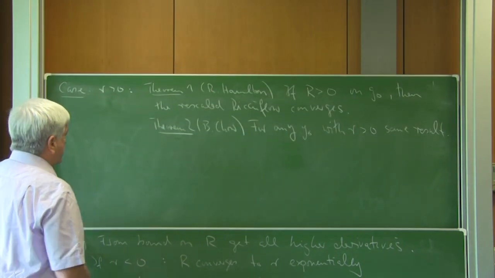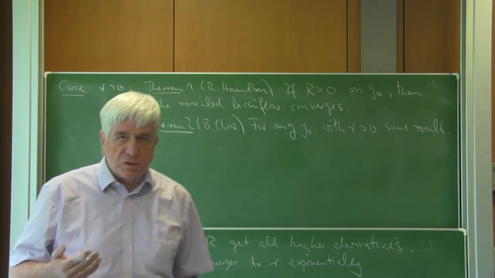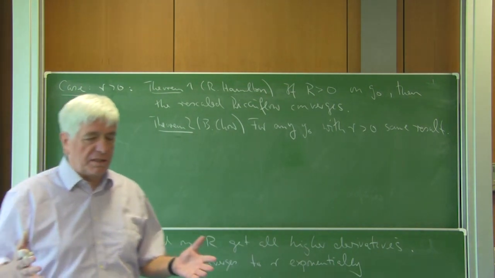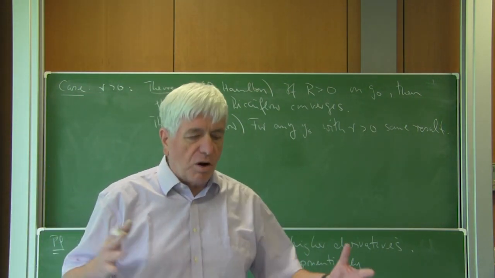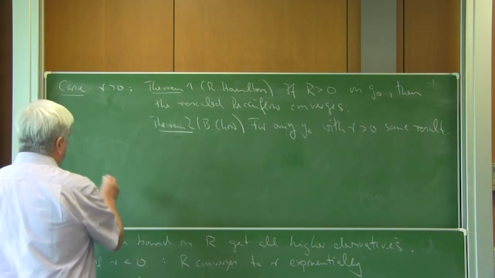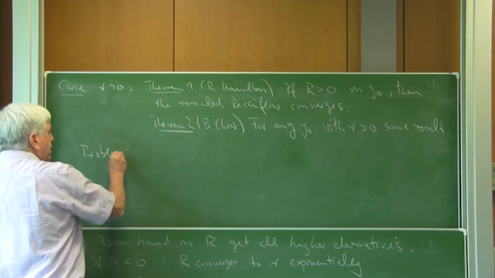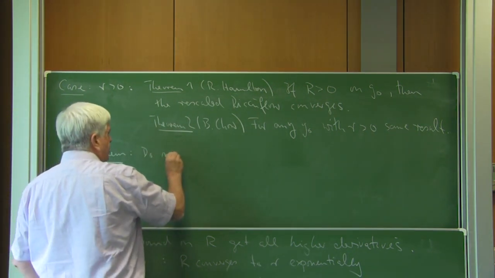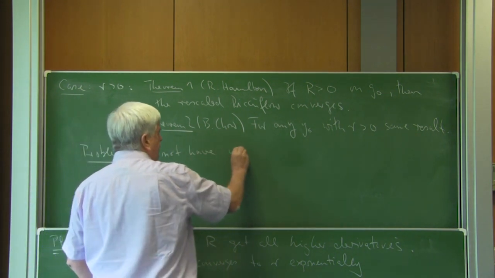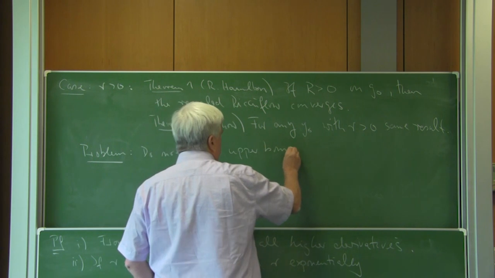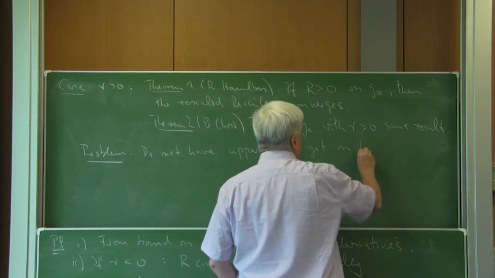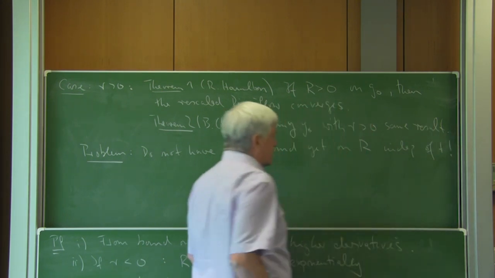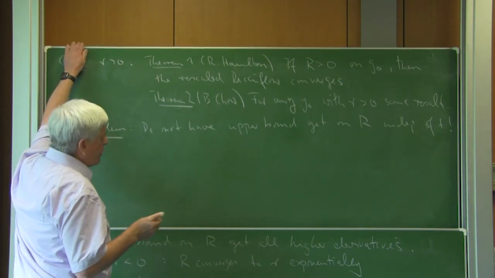And here's the thing we are worried about. So we know already we have a long-time solution, so you may think, what can go wrong? We have a long-time solution of the flow. We know it has positive Gauss curvature. What on earth could go wrong with the solution? Here's what could go wrong. The problem is that we do not have an upper bound yet on R independent of T.